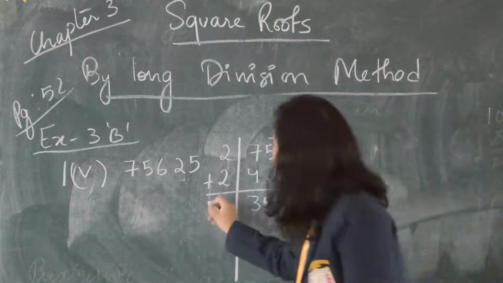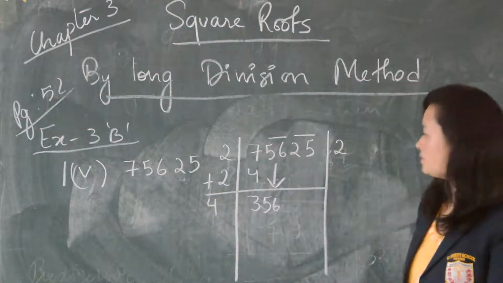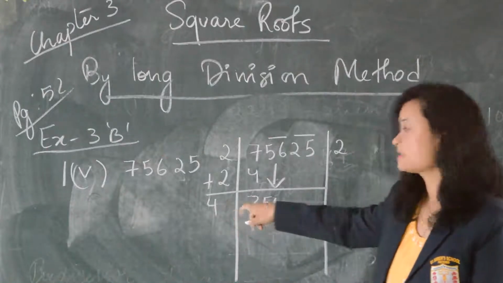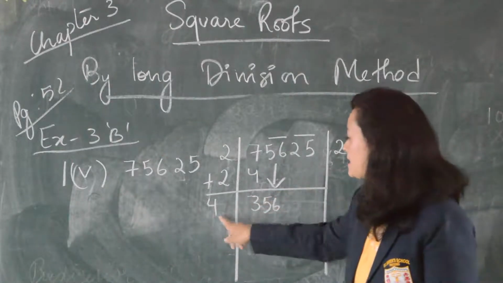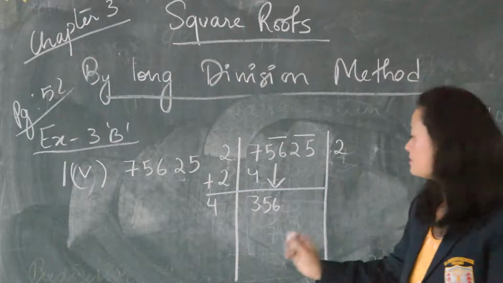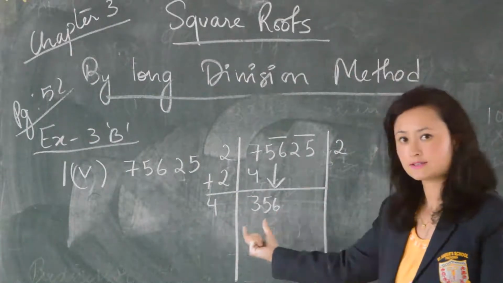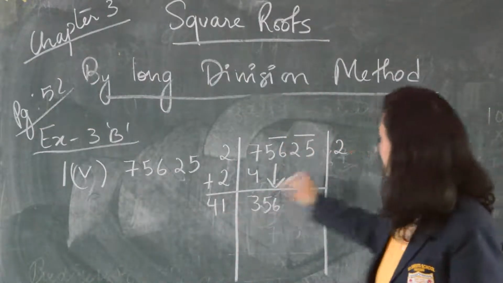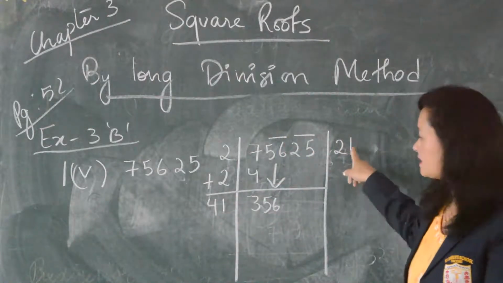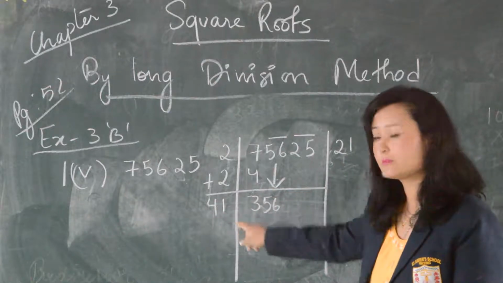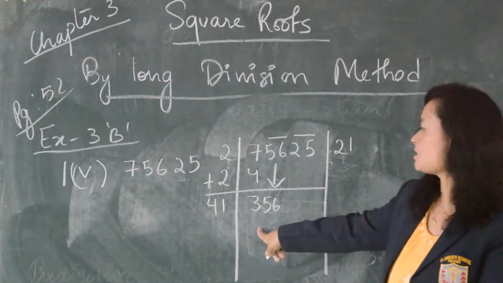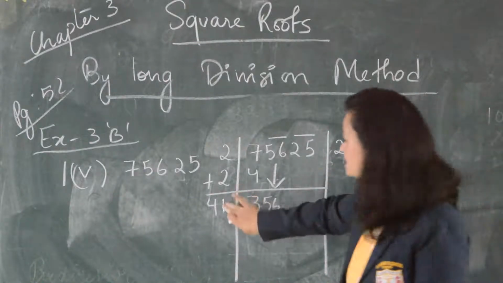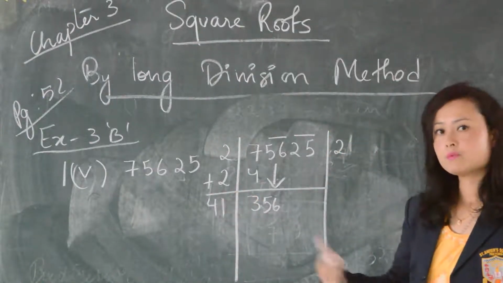2 plus 2 is 4. Now what do you have to do? You have to write a number here such that when it multiplies, you get a number closer to 356. For example, if I write 1 here, I have to write 1 here as well. So 1 multiplied with 41 will be 41, which is way too small compared to 356. So we cannot take 1. So we'll take another number, a number which is greater than that.